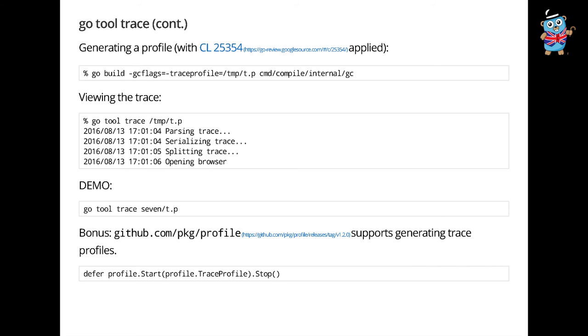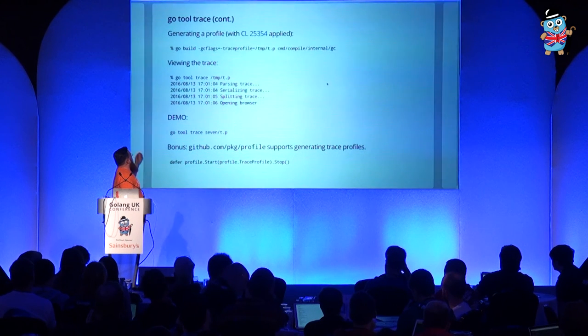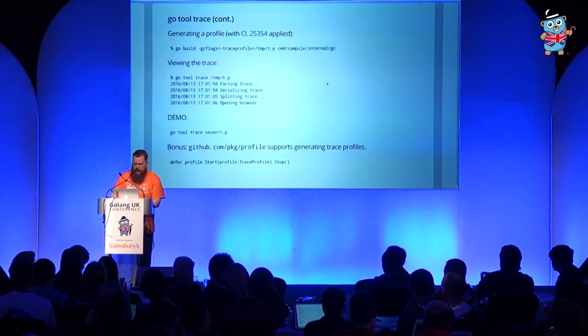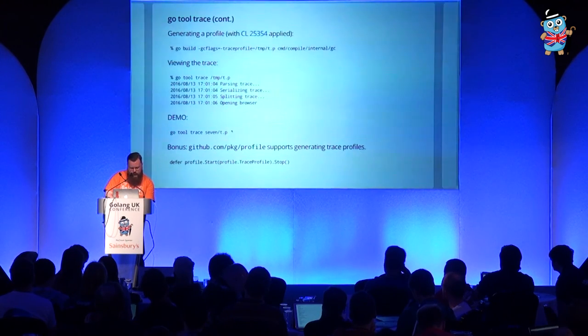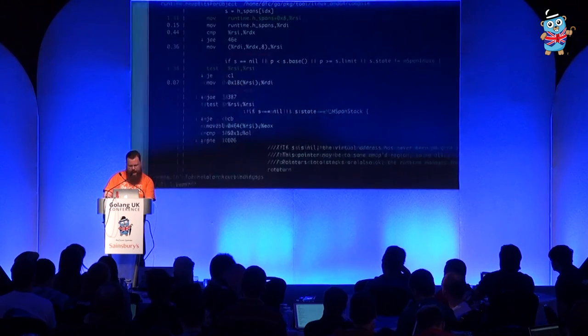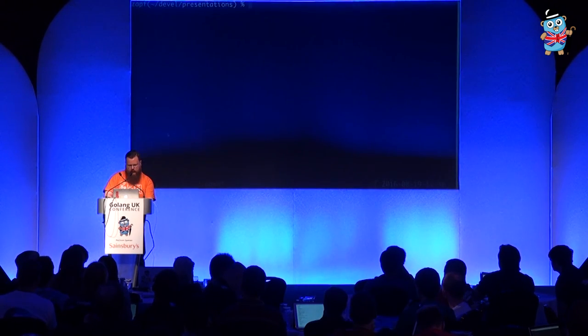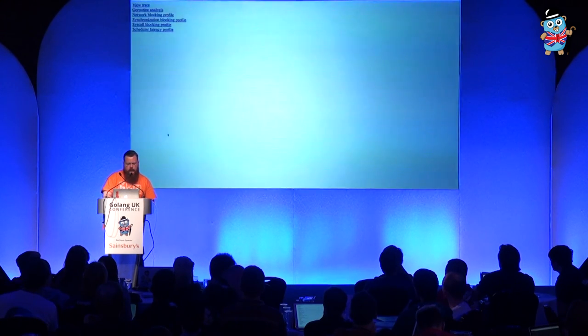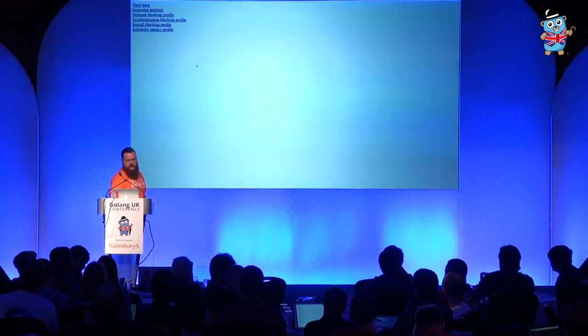Again, doing a trace is another kind of profile. I have an outstanding CL that adds this trace profile flag to the compiler. Package profile also supports them now as well, so you can generate them yourself. And once you have a trace, you pass it to go tool trace in a similar way that you would use the pprof profile. Let me run this here. Okay, and you get something like this.